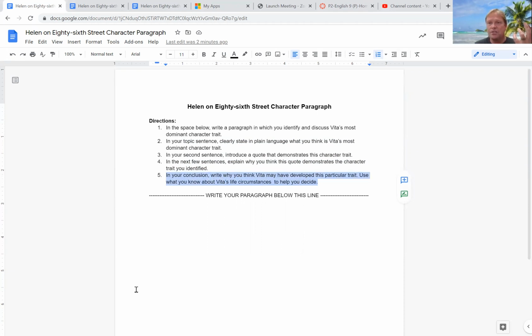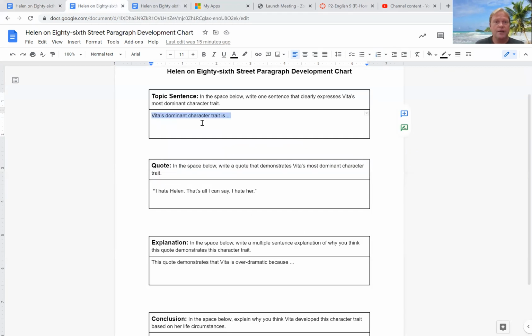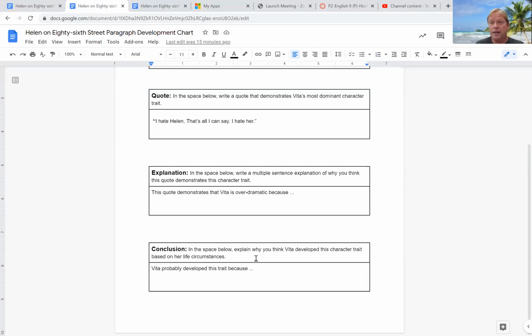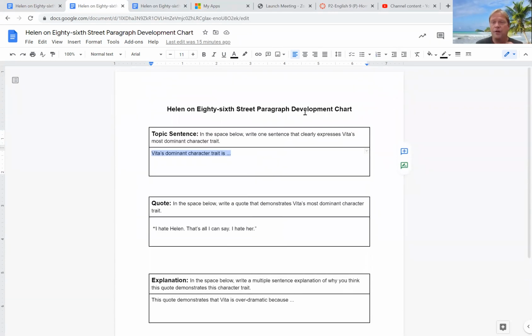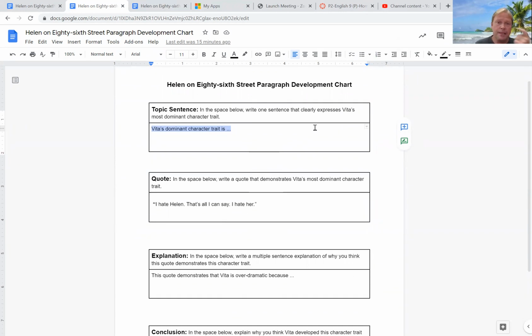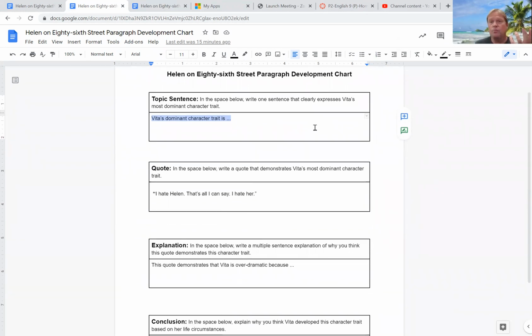You're going back into the story, you're looking at her life, the events that are revealed in the story, and you're trying to figure out what it is in her life that caused this trait. Now, use what you know about Vita's life circumstances to help you decide. Now, again, all of this has already been done, already been thought through in the paragraph development chart. So if you did a good job on that, you've really almost done the entire paragraph.